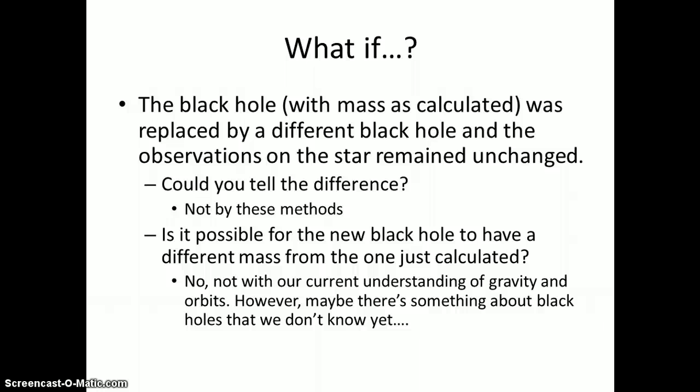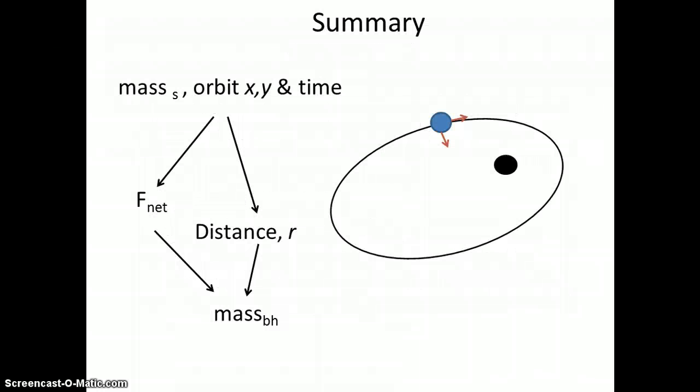And what if the black hole was replaced by a different black hole and the observations on the star remained unchanged? Could you tell the difference? Not by these methods. These methods only calculated physical components, specifically the mass. Is it possible for the new black hole to have a different mass from the one just calculated? No, not with our current understanding of gravity and orbits. However, maybe there's something about black holes that we don't know yet.